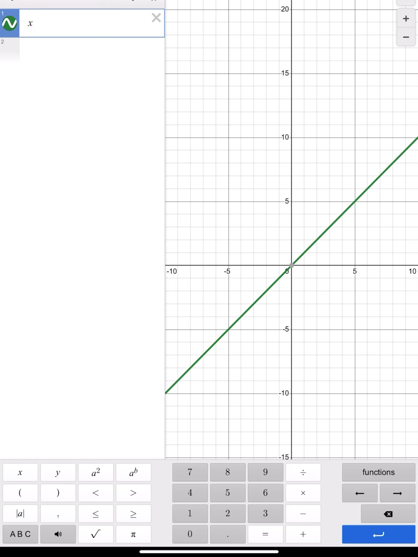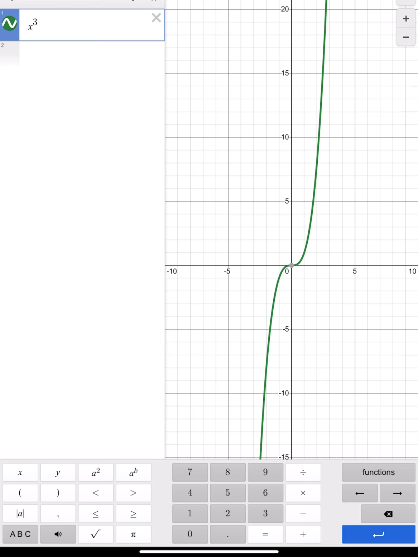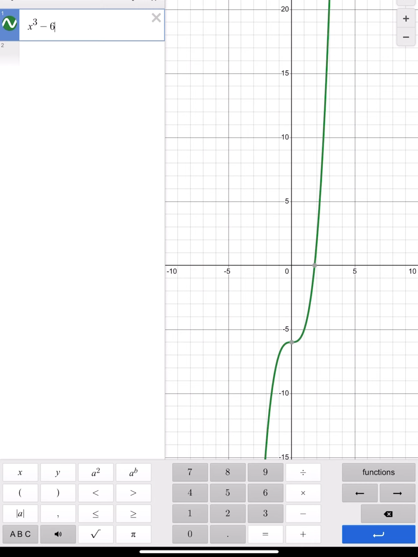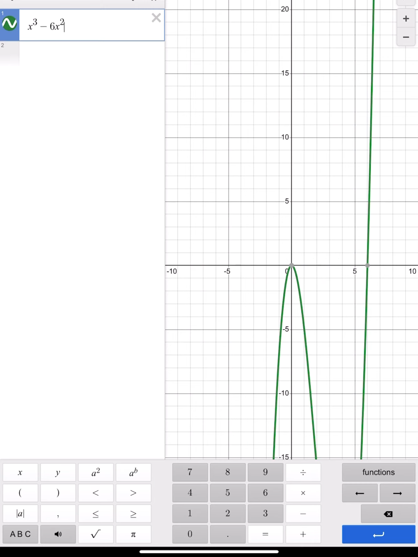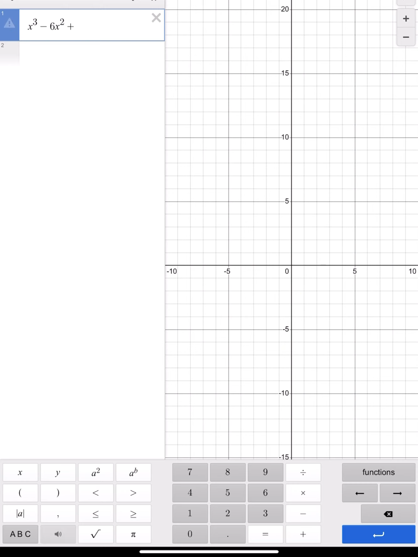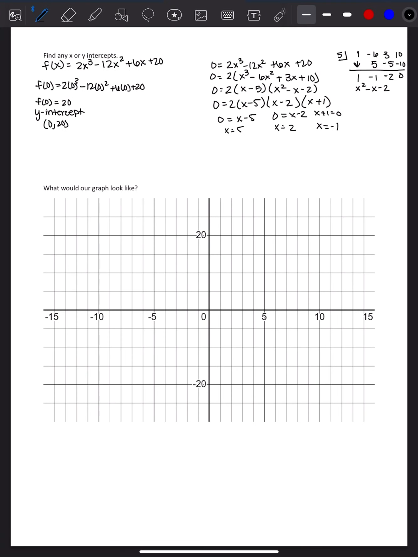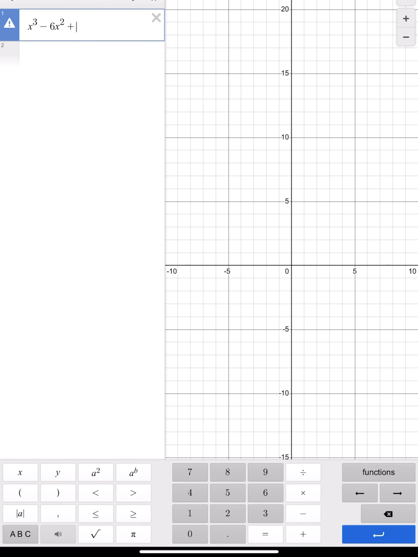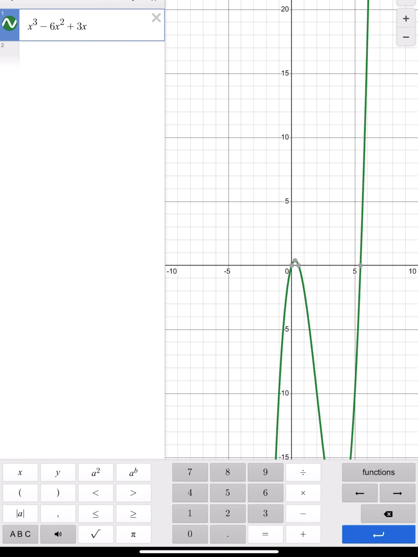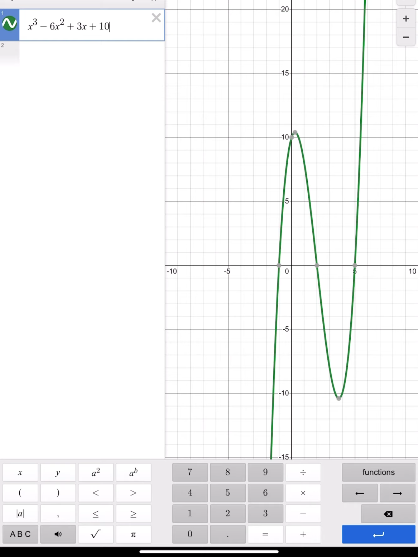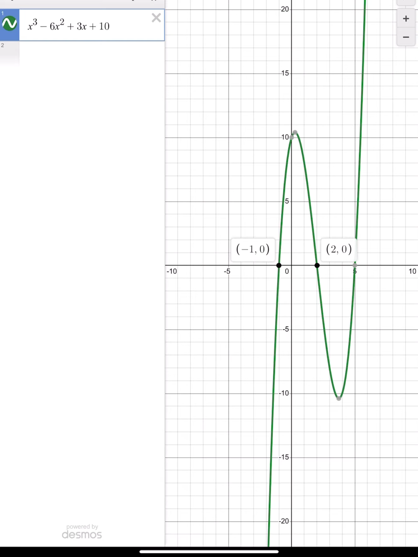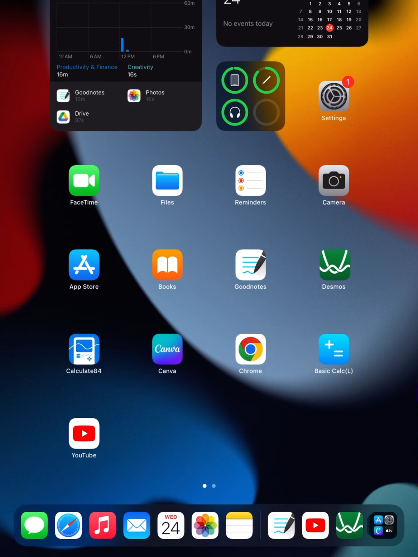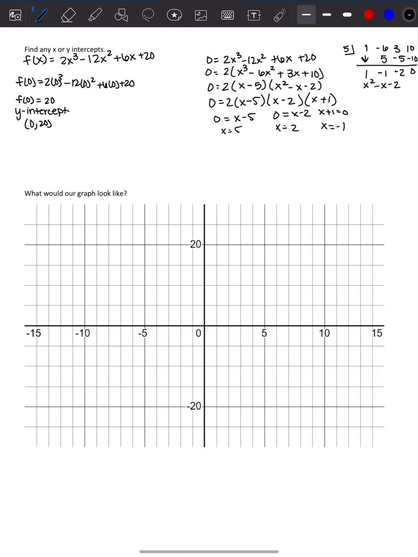So x cubed minus 6x squared plus 3x plus 10. And if we look here, negative 1, 2, and 5 are those x-intercepts. So we get the same thing. Obviously, graphing it is way faster.